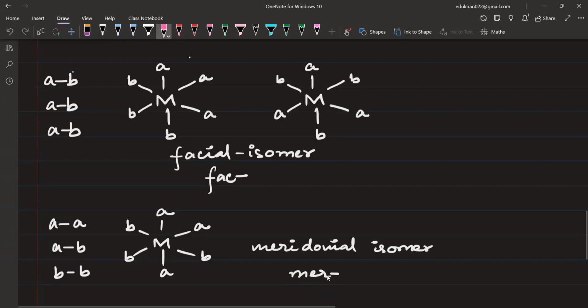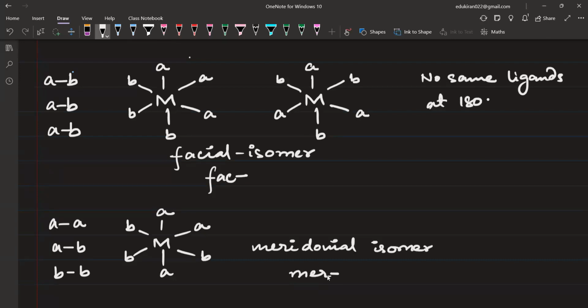हाँ यहाँ पे क्या लिख सकते हैं? नहीं, my bad. No same ligands at 180 degrees. Identify कर सकते हैं. और यहाँ पे क्या है आपके पास? Same ligands are there at 180 degrees. नहीं यहाँ पे कोई भी सेम नहीं, यहाँ पे सेम है, फिर भी A के opposite A है, B के opposite B है.